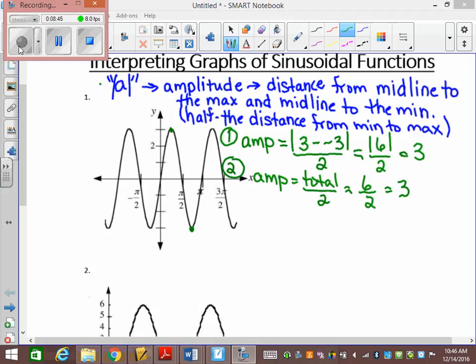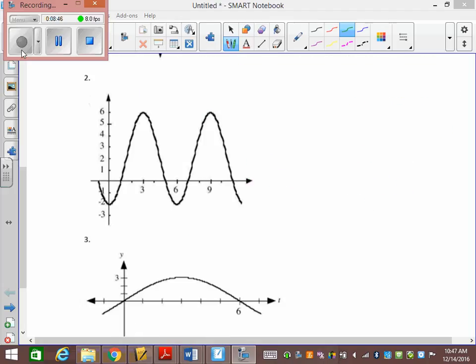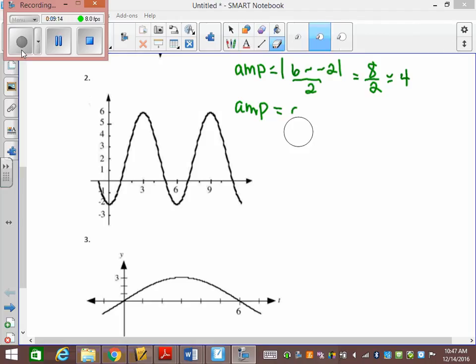So do 2 and 3, please. So this one, the amplitude, we can do the formula. Absolute value of max, which is 6, minus min, which is negative 2, divided by 2, which is 8 divided by 2, which is 4. Or I can do total divided by 2. The total is 1 block, 2 blocks, 3 blocks, 4, 5, 6, 7, 8 blocks. 8 divided by 2, which is 4.